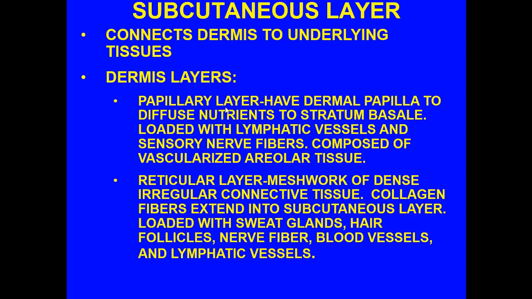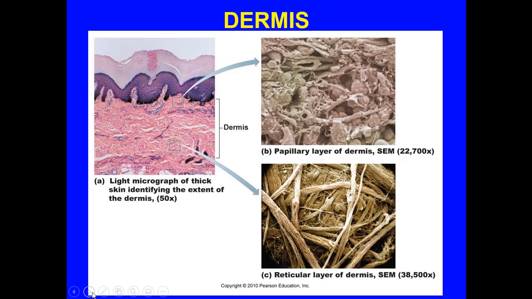When we get to the reticular layer, this is a meshwork of dense, irregular connective tissue, as I've mentioned before in a previous chapter. Collagen fibers are going to extend in all directions, and they will extend into the subcutaneous layer. The reticular layer is going to be loaded with sweat glands, hair follicles, nerve fibers, blood vessels, and lymphatic vessels, as you can see here. Notice the reticular layer, and you can see where all the fibers are in all the different directions to provide strength and recoil. The papillary layer here, you can see somewhat the structure and also the high vascularization here.